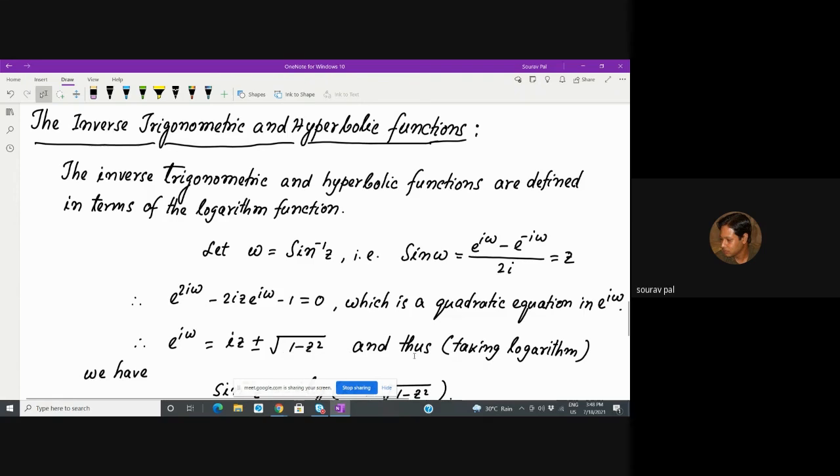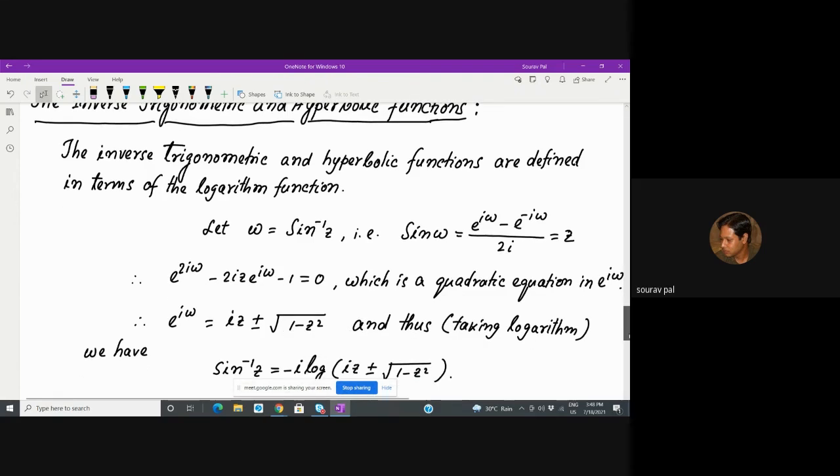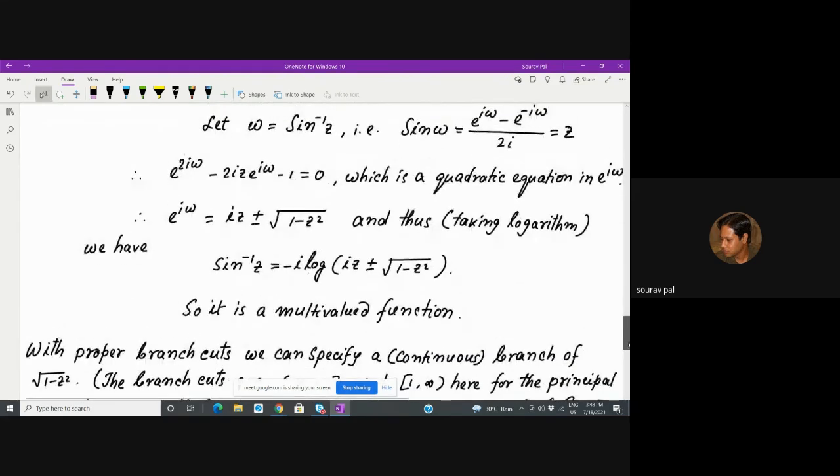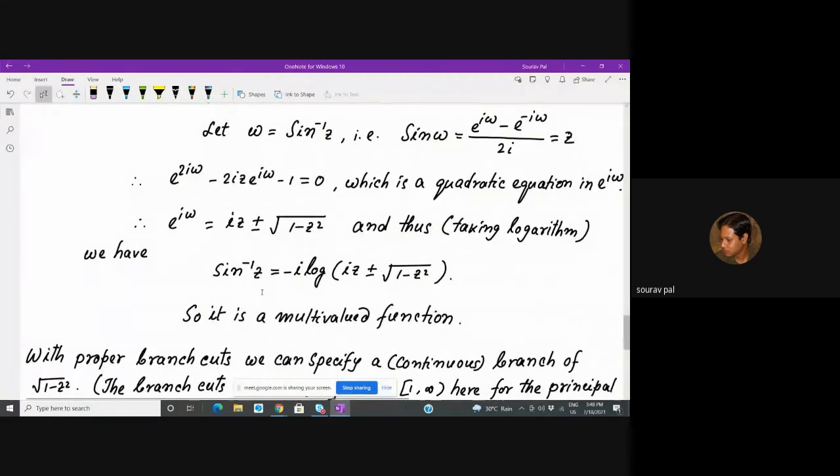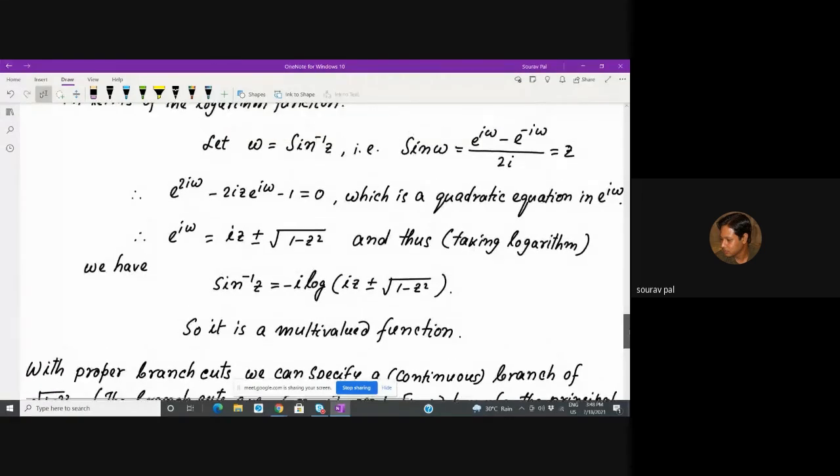Now, if you take logarithm, you hit both sides by logarithm, then you have this. The value of sin inverse z is precisely minus i times log of this guy. And what is that? It's a multivalued function. Since log is there, again, it's a composition of two functions, log of something where what is inside is also a function. Okay. So now the point is, how can you define a single valued sin inverse z?